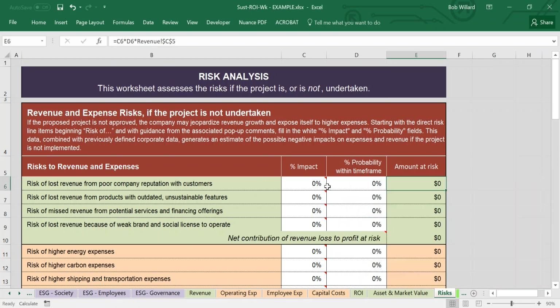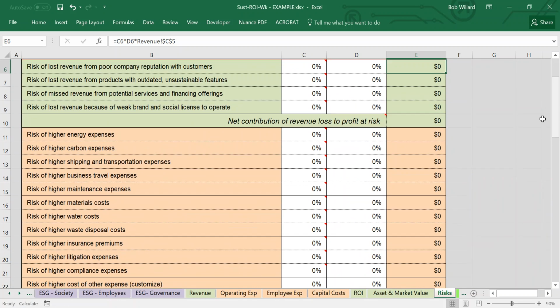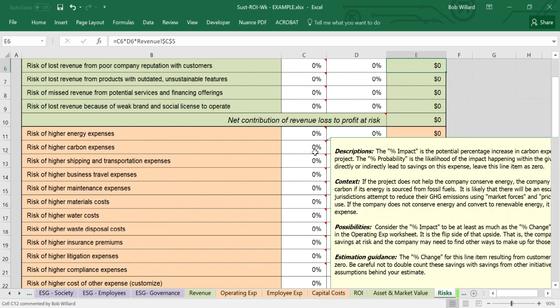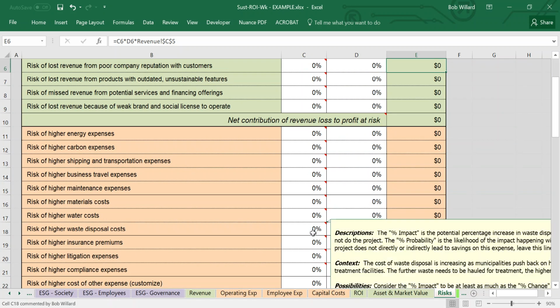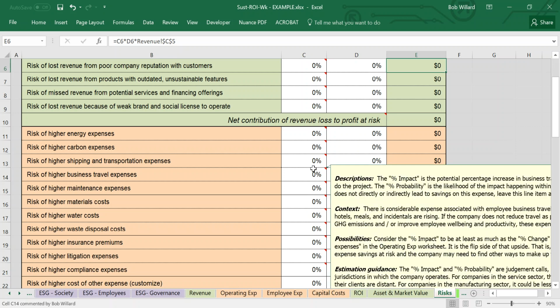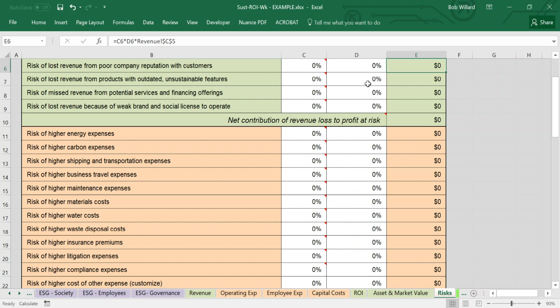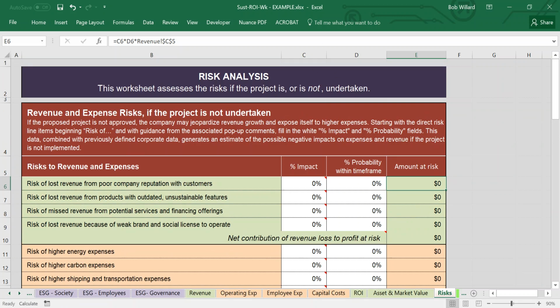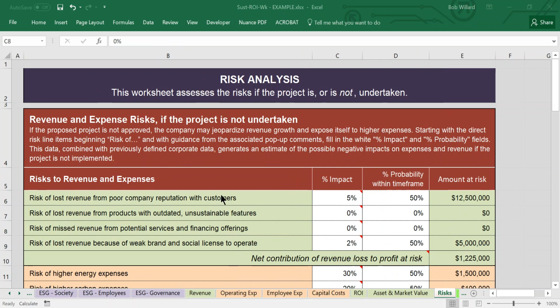There's lots of guidance. There's a ton of information in the comments associated with all of these cells. So you can use that guidance and hopefully guidance from people in your company that are associated with those particular line items. You can also come up with the percent probability of that happening within the time frame of the project. And by the time you're finished, this sheet might look something like this. As you might expect, the line items in the revenue area that might be impacted negatively if the project were not undertaken are the same two that were impacted positively when the project is undertaken. So percent impact, percent probability, using 50% here is just sort of a mid-range.